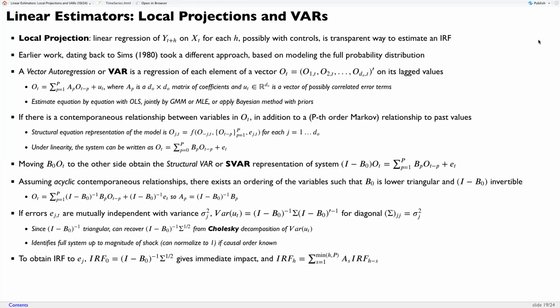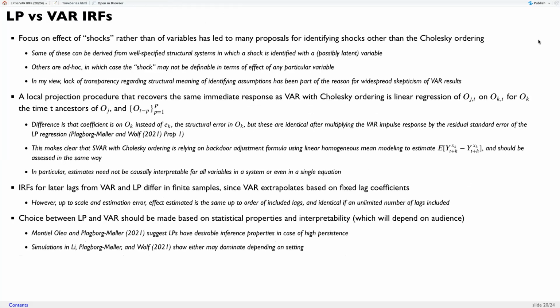And then a lower triangular matrix is invertible, and this will relate the structural coefficients to the regression coefficients. And if the errors are mutually independent, we can get back this I minus B_0 transform by taking the Cholesky decomposition of the variance of the errors. And so this will identify the magnitude of the shock up to scale. So the magnitude of all of these effects up to scale. And then you can do the IRF by simply iterating forward. So in the first period, it's the initial inverted shock, and then in the next periods, if you assume that this model is right, you can iterate forward. So that's what people used to do.